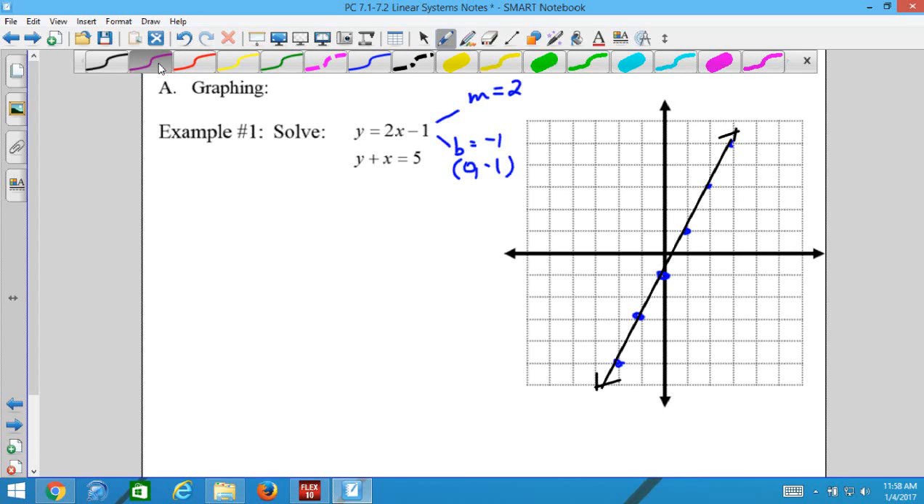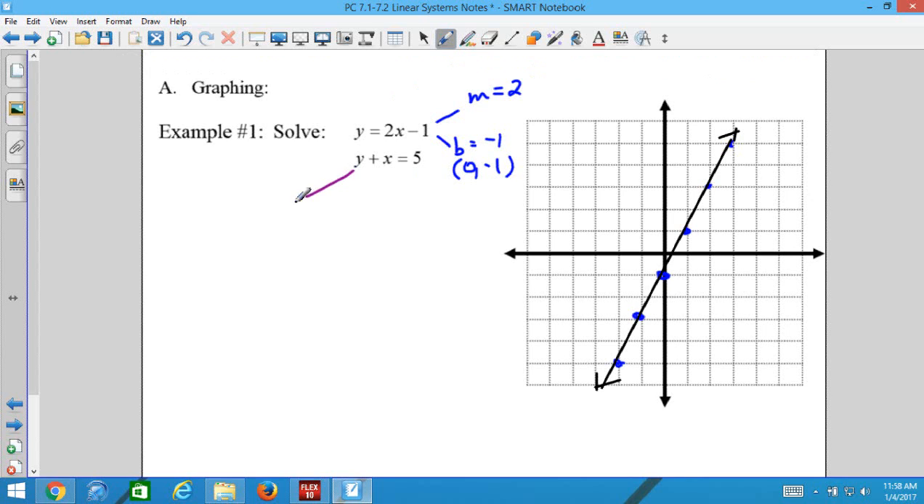The other one, it is not in y equals mx plus b. It is not in slope-intercept form. So you can change it, or I'm just going to use it in standard form. And they're going to get a little bit more complicated. So I want to show you what I would do if it's in standard form so that you can know what to do when they get more complicated. If it's in standard form, I'm going to do x and y intercepts.